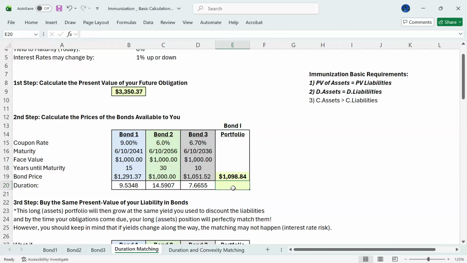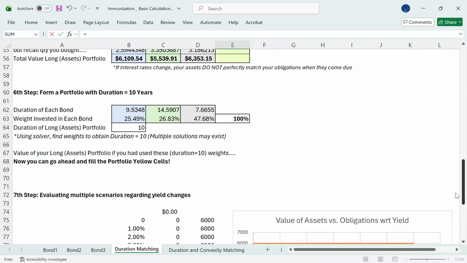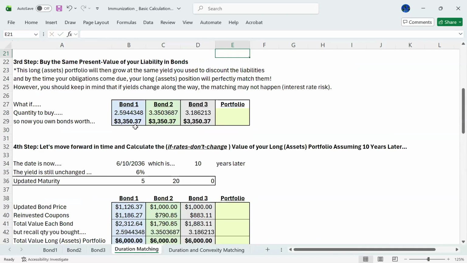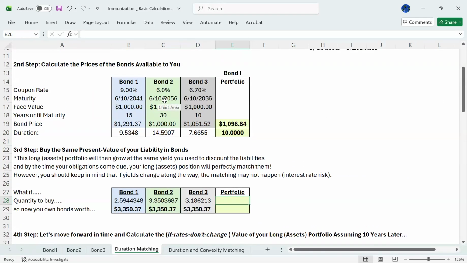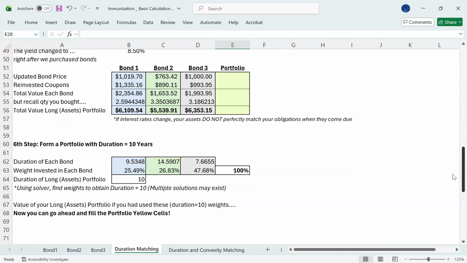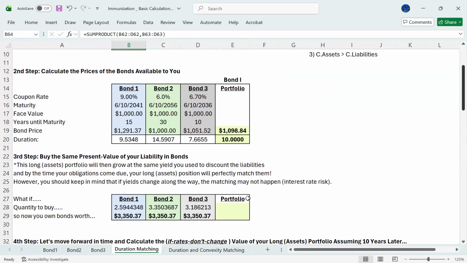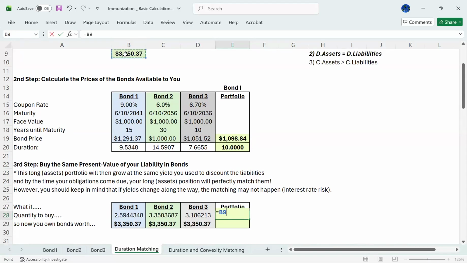Okay, and there we go. Now, what is the duration of this bond I? By construction, the duration is, I already have it here, 10. So now the duration is 10. Okay, how much should I buy from bond I, which is a portfolio of bond 1, 2, 3, using the weights that I determined down here, which are the weights that make the duration of bond I perfectly 10? I have to buy the present value of my liabilities divided by this initial price.